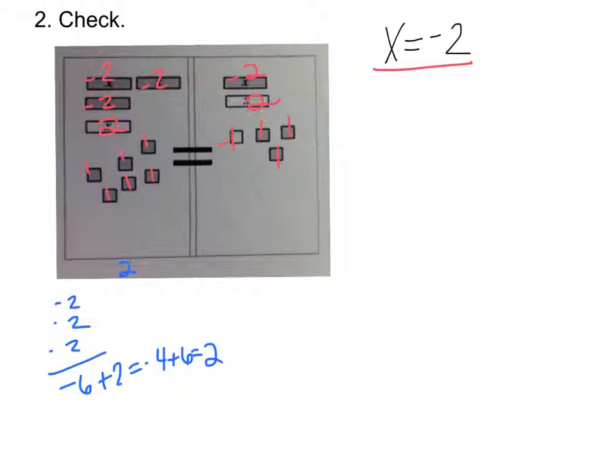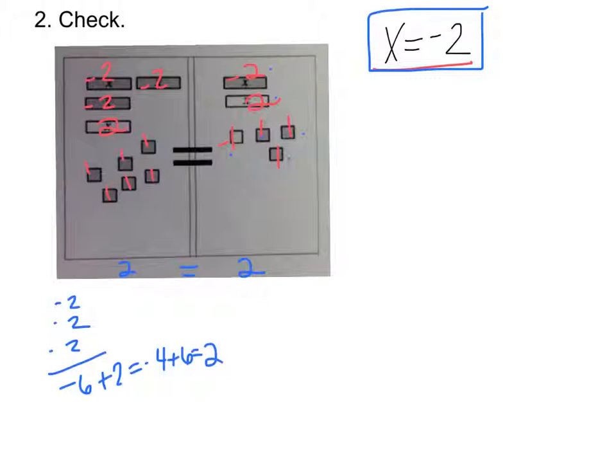And then over on the right, if I add negative 2 plus 2, that's 0. Negative 1 plus 1 is 0. Plus 1 plus 1 is 2. Since the left mat equals the right mat, we know that our solution is correct.